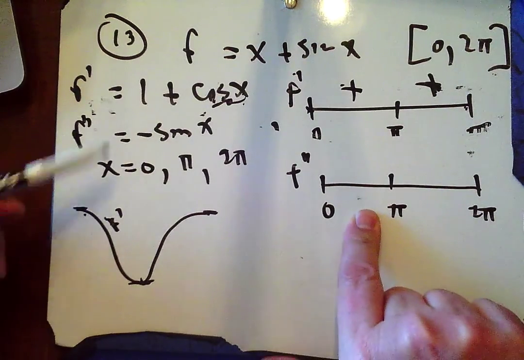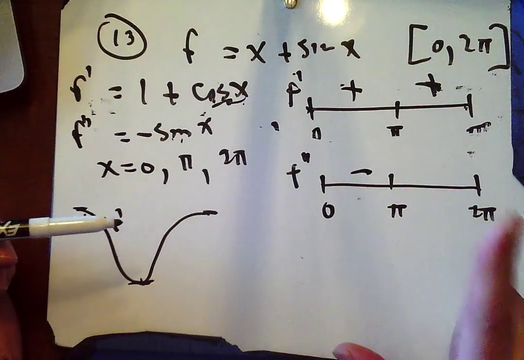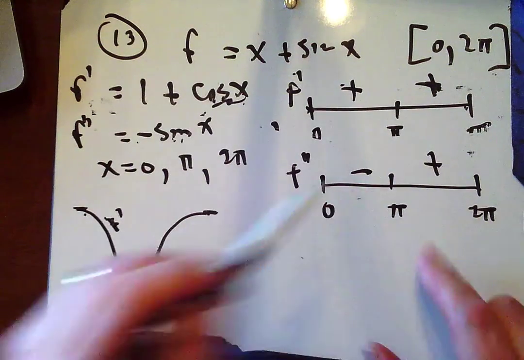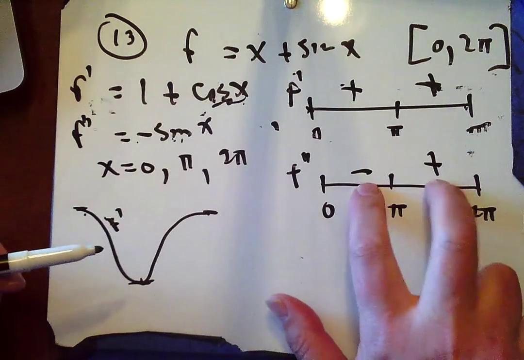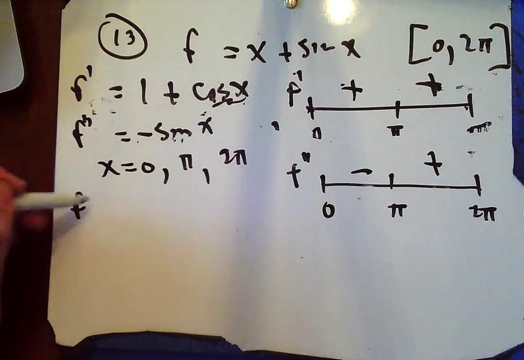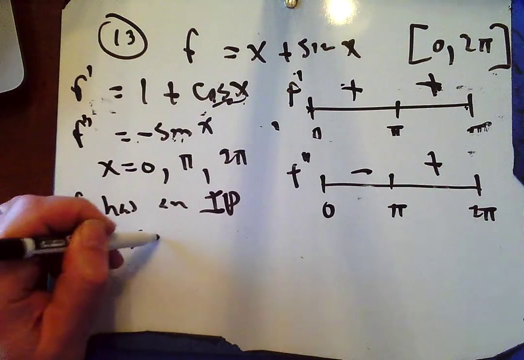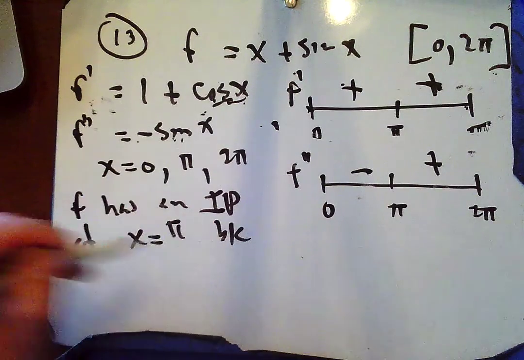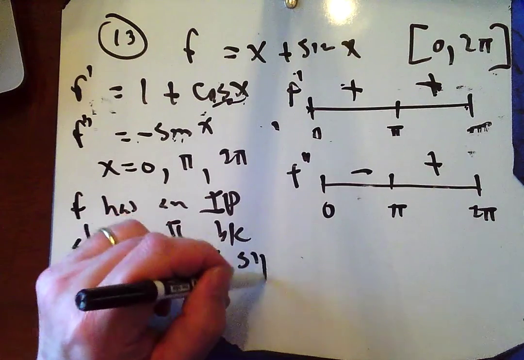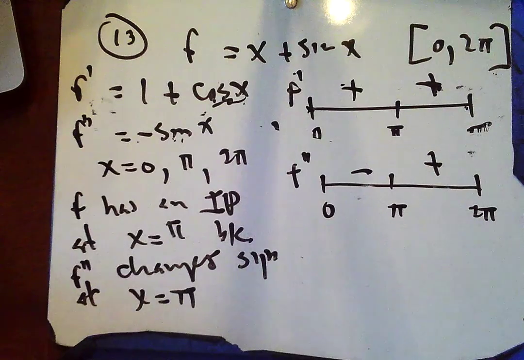If I plug in something here, like pi over 2, sine of pi over 2 is positive 1, times negative is negative. If I plug in 3 pi over 2, sine of 3 pi over 2 is negative 1, times negative, I get a positive 1. So I see a sign change on f double prime, therefore I have an inflection point. F has an inflection point at x equals pi because f double prime changes sign at x equals pi. Concave up, concave down.